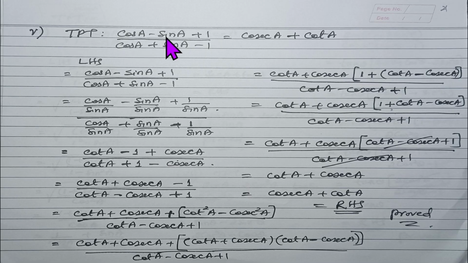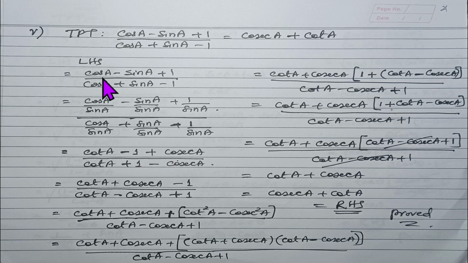We have to prove cos A minus sin A plus 1 upon cos A plus sin A minus 1 is equal to cosec A plus cot A. So let us understand this. Okay, let us see how it can be done. Now here, if you see, we have cosec A and cot A on one side, and here we have cos A and sin A. So we have the secondary T ratios here, and the primary ones there. So let us convert this into secondary T ratios, that is in terms of cosec A and cot A, and we can do it. Let us see how to do it.